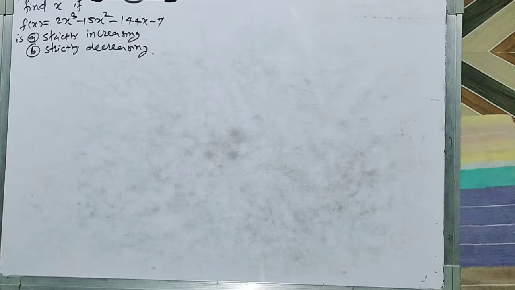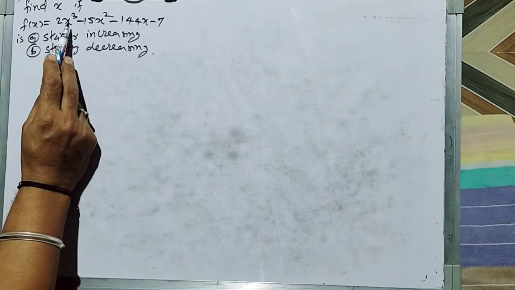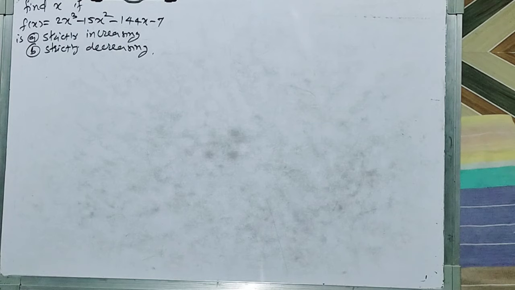So find the value of x if f of x is equals to 2x cube minus of 15x square minus of 144x minus of 7 is strictly or monotonically increasing, and secondly strictly decreasing.